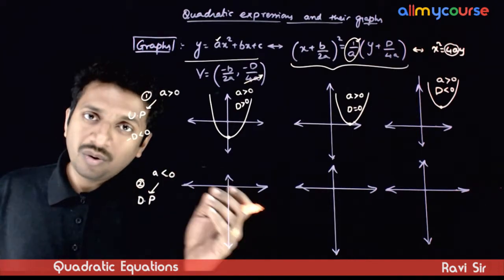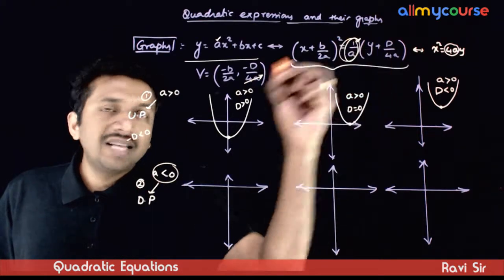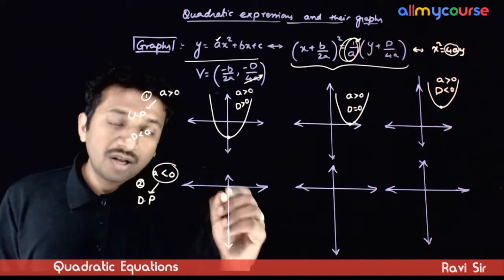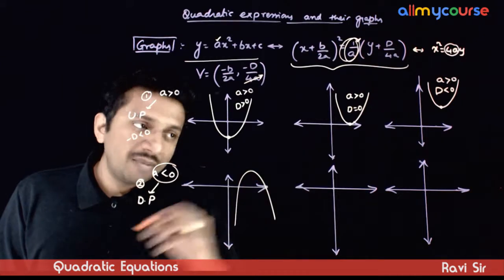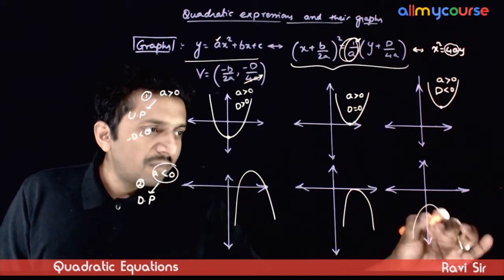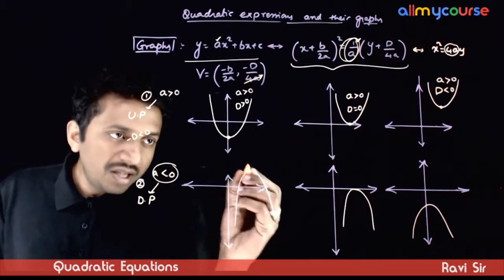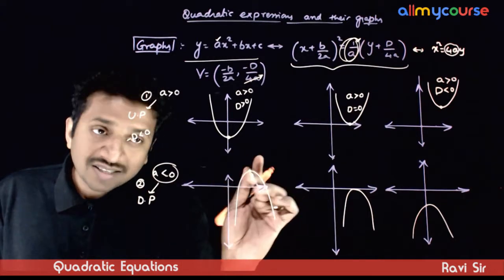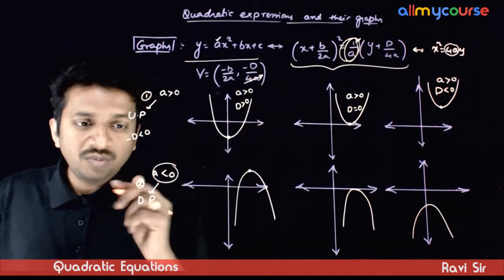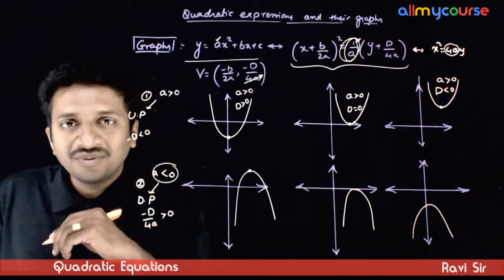Similarly, let us go for the next case. If a is less than 0, that is this number is negative, hence this represents a downward parabola. Again, in a downward parabola also you have three cases. The graph can be like this. The graph can touch x-axis and come down. The graph can lie completely below x-axis. So when will these happen? Here this happens if the y-coordinate of the vertex is positive. So minus d by 4a has to be greater than 0.